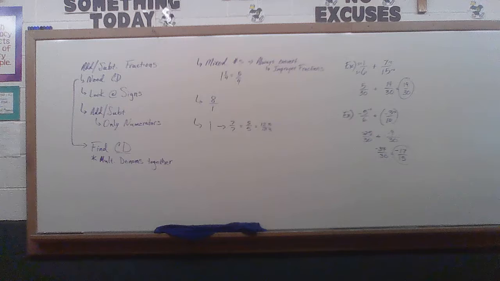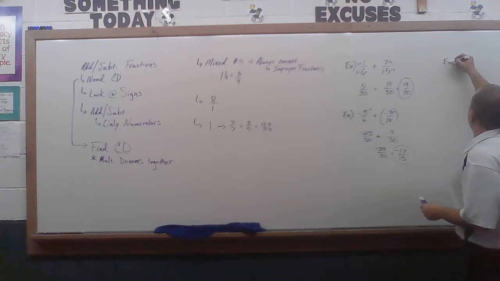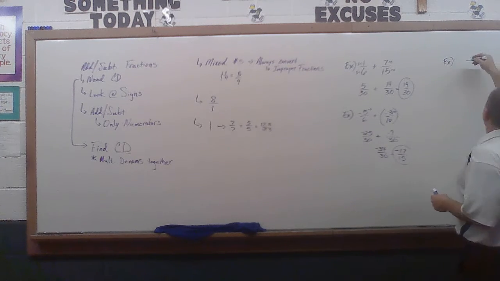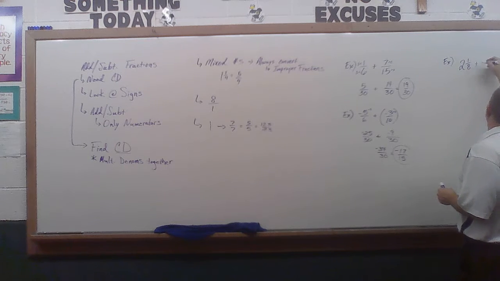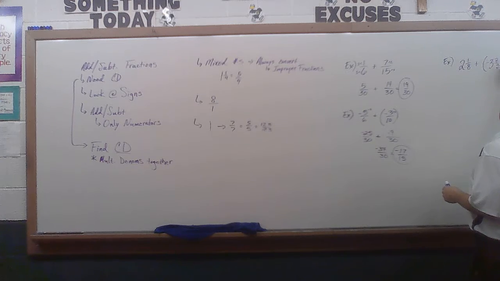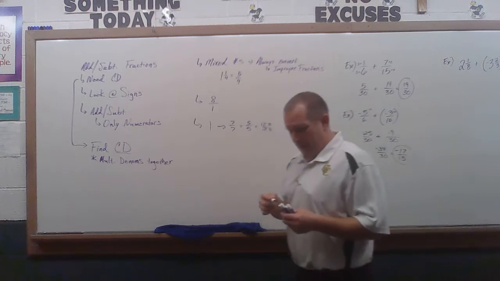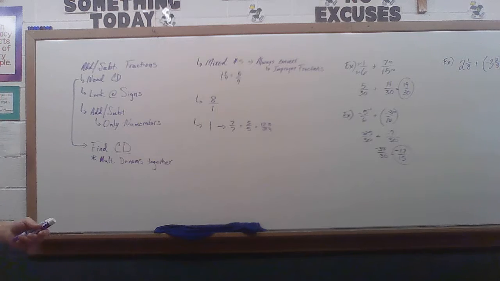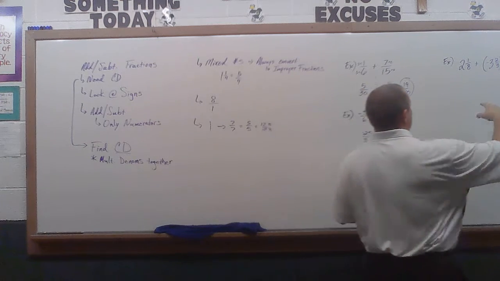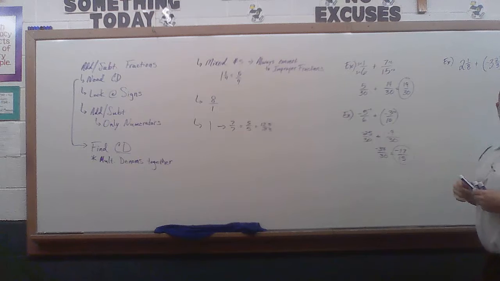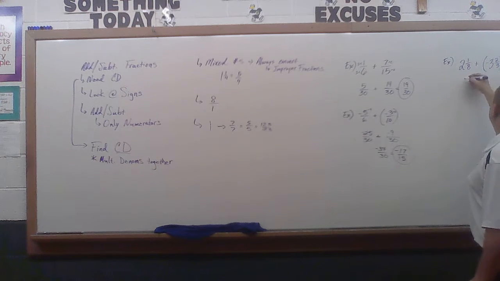Questions here? All right, so then we could have mixed numbers. 2 1/8 plus a negative 3 2/3. So again, I'm not going to think about separating them whatsoever. I'm going to think about turning these into improper fractions first. So my first fraction turns into what? 17/8. My second one? 11/3, and then put your negative back on.